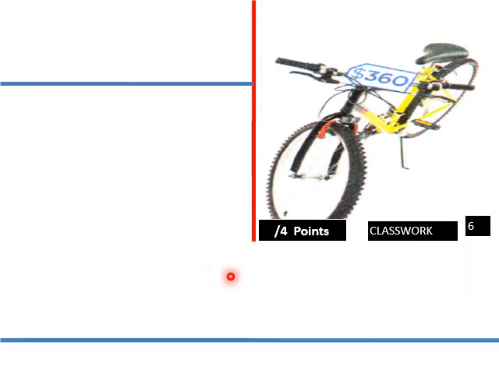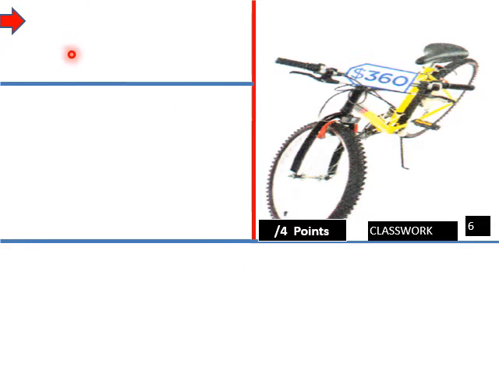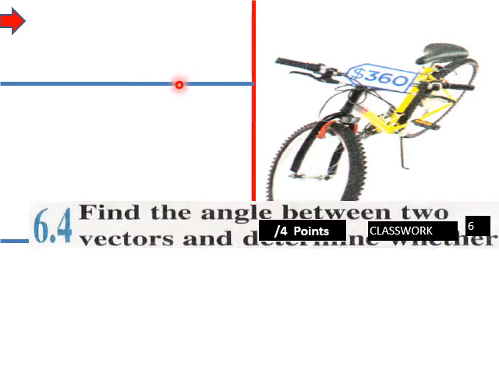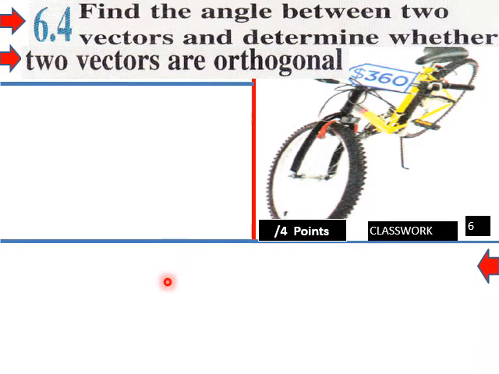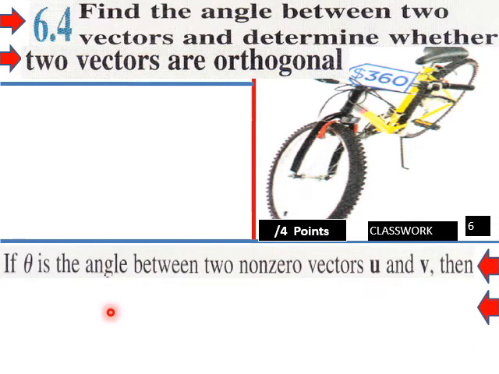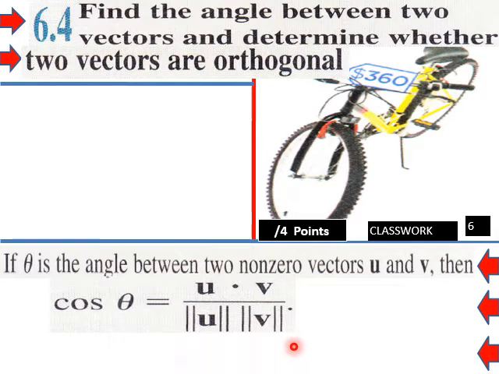And we're now going to go into 6.4. Find the angle between two vectors and determine whether two vectors are orthogonal. So if theta is the angle between two non-zero vectors u and v, then cosine theta equals u dot v over the magnitude of u times the magnitude of v. Vectors u and v are orthogonal when u dot v equals 0. So vectors u and v up here are orthogonal when u dot v equals 0.